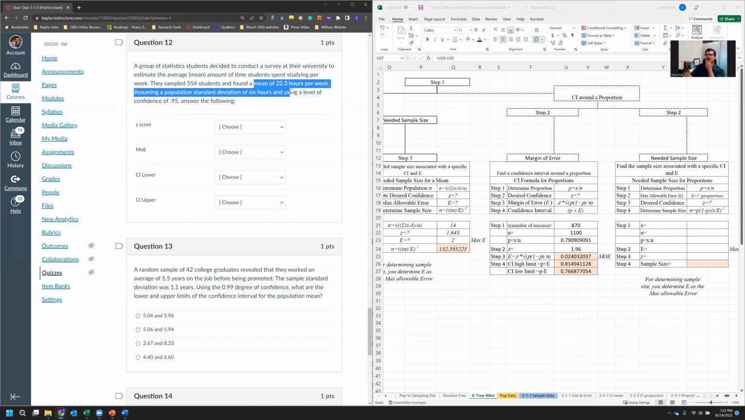Okay, first of all, you've got a mean right here, and you've got a population standard deviation. And so I'm going to come over here and find the confidence interval around that point estimate. So I'm looking at a confidence interval around a mean. I'm looking for the margin of error, not the needed sample size. And I know the population standard deviation. So right here, we've got the mean.